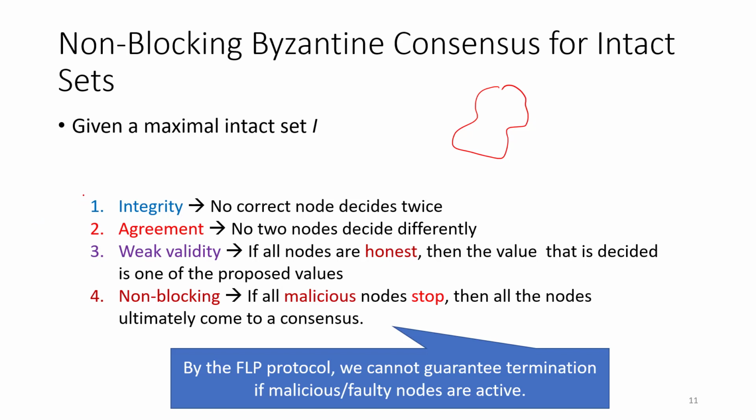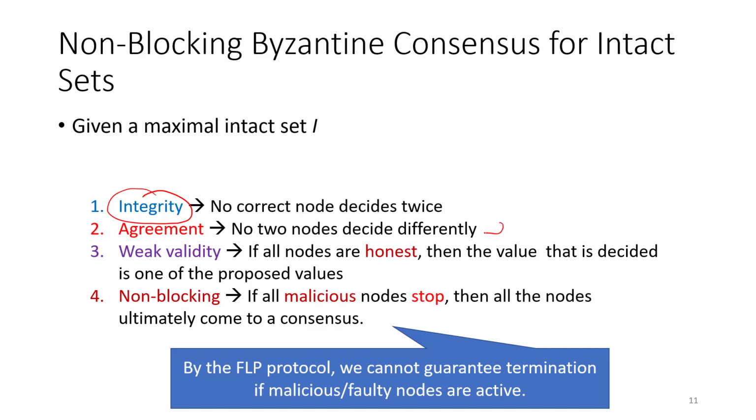So what we say is that these four properties will be satisfied by Stellar, and in fact should be satisfied by any consensus algorithm that deals with such kind of intact sets constructed in this manner. So what are the properties? The first is integrity. Integrity basically means that no correct node decides twice. This follows from the definition of consensus: if you are a correct node, once you have said that this is the consensus value, that remains. You don't change your mind.